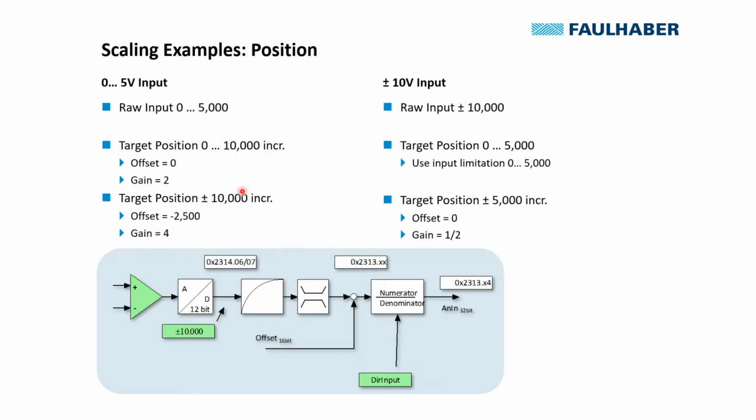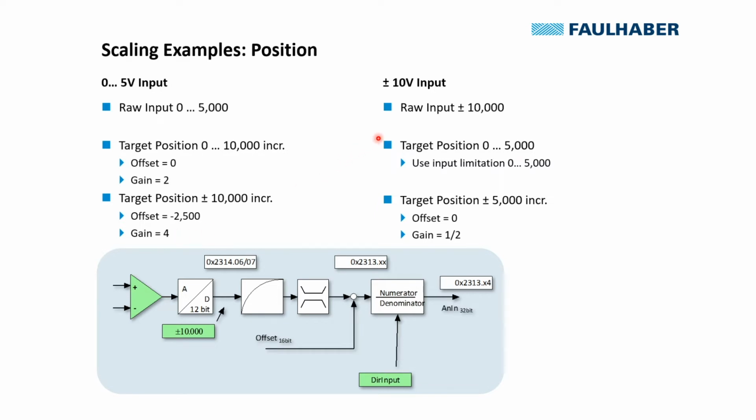When we want to control the position in both directions, so plus minus 10,000 increments, then we would have to have a 0 value at the 50% range of the original input, so at 2500, and that's an offset of minus 2500. And then, of course, we have a bigger output range, and so the gain is a 4 in that case.